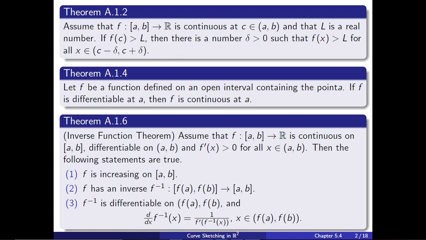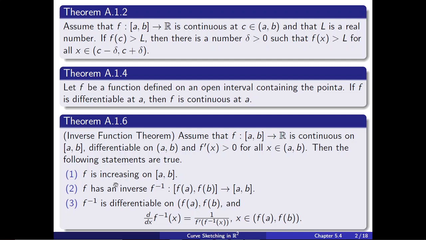So the first result is theorem A.1.2, and it says if you have a continuous function that is defined on a closed interval [a,b], and it's continuous at a point c on the open interval (a,b), and suppose you've got a real number L. Now if f(c) is greater than L, then there is a delta greater than 0 such that f(x) is greater than L for all x in the interval (c - delta, c + delta).